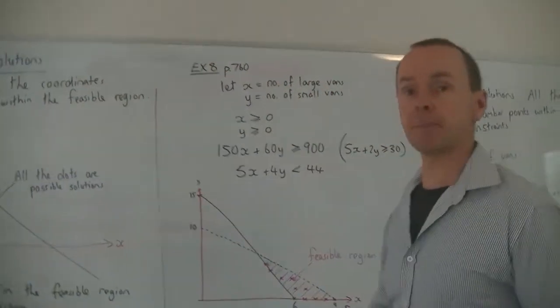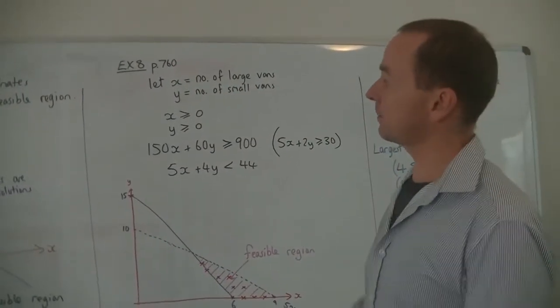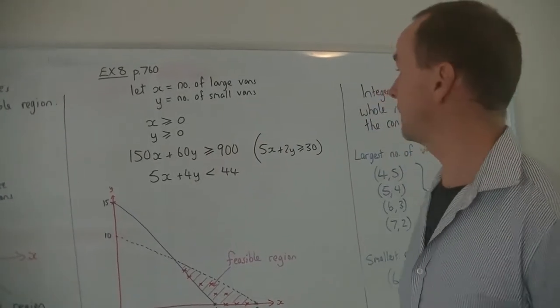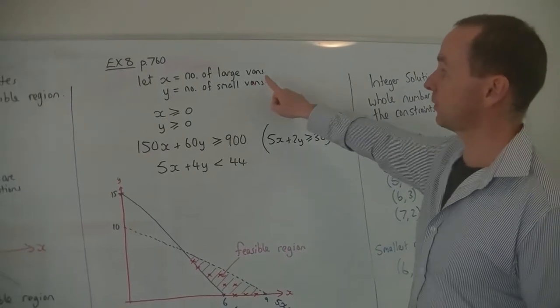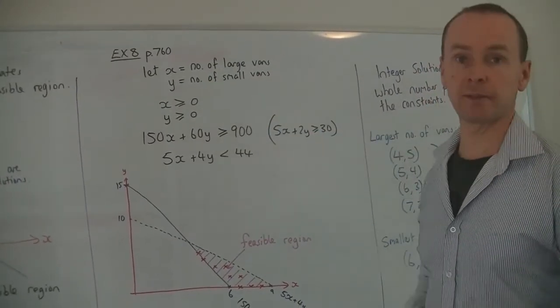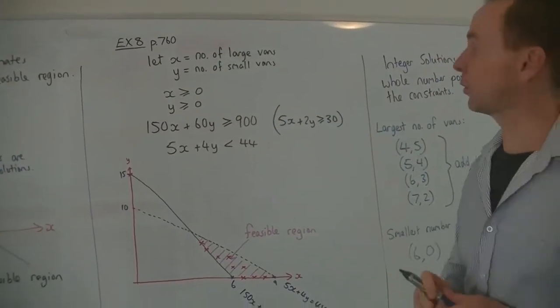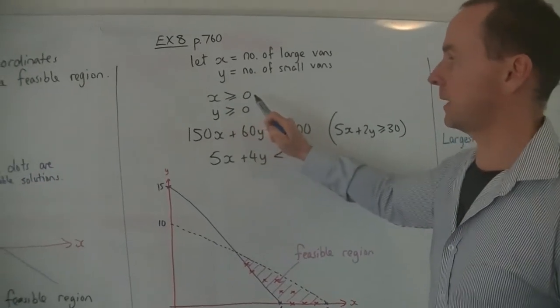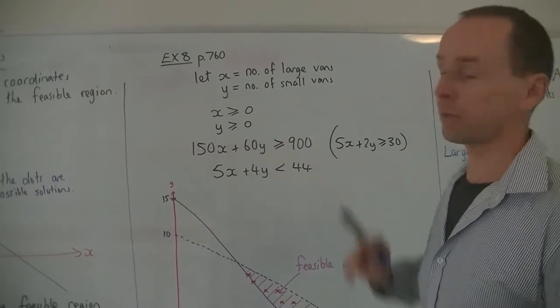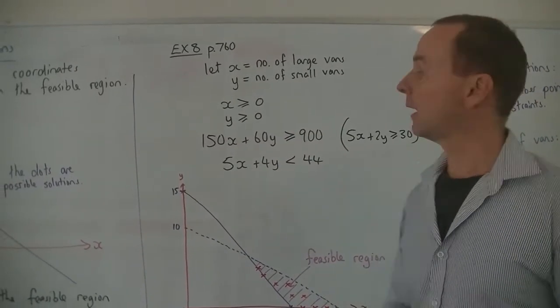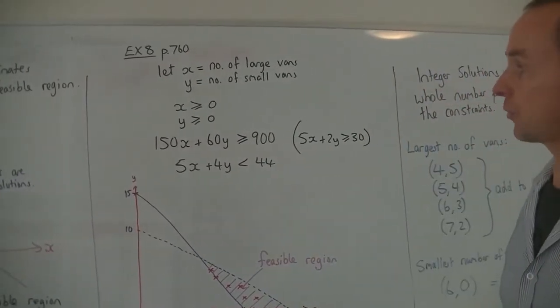So one of the examples I want to explain is example 8 on page 760. So this worded question said x is the number of large vans and y is the number of small vans. So from the information in the actual question, you can work out x must be greater than or equal to 0, because it's the number of large vans, and the same with the number of small vans. So those two are easy equations or constraints to make.